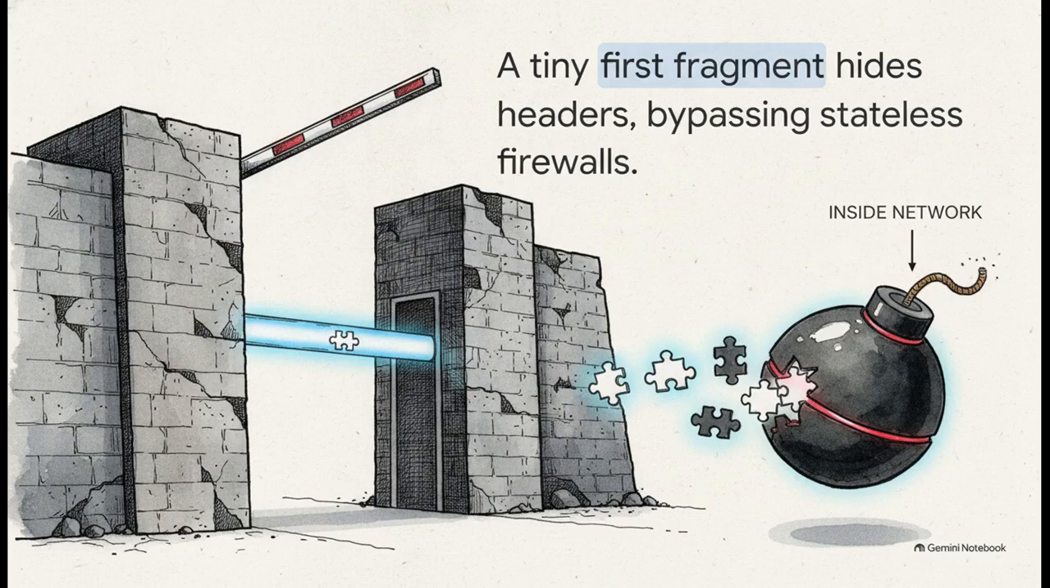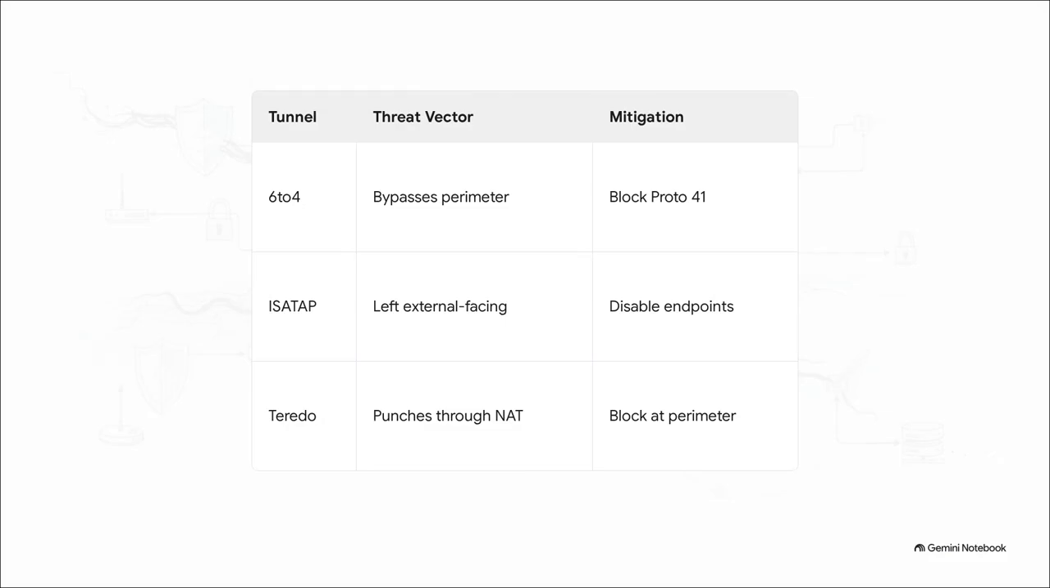The solution here? Drop fragmented traffic at the perimeter wherever it's operationally possible, because fragmented traffic to edge services is rarely legitimate anyway. And finally, we have to talk about tunnels. Transition technologies were initially designed to help IPv6 packets travel across IPv4 networks, but today they are massive security liabilities. 6to4 tunnels completely bypass your IPv6 perimeter controls because the traffic just looks like IPv4 Protocol 41. ISATAP is designed for internal use, but it's frequently and dangerously left enabled on external-facing hosts.